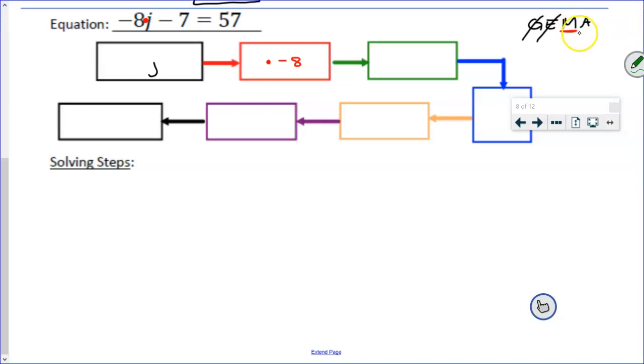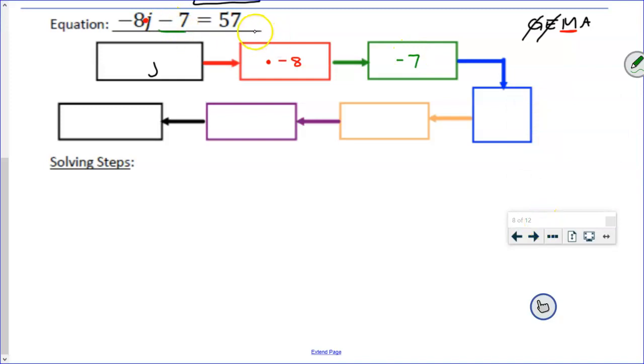Then we move on to the A for addition and subtraction, looking in my equation. Any addition or subtraction? Yep. So that's what happened next. When I do these things to j, in that order, I end up with the result that it is going to be equal to 57. So now it's time to undo these things, and let's see how well you guys did on this. I undo subtracting 7 by adding 7. And I undo multiplying by a negative 8.